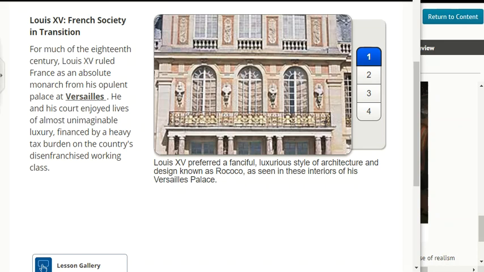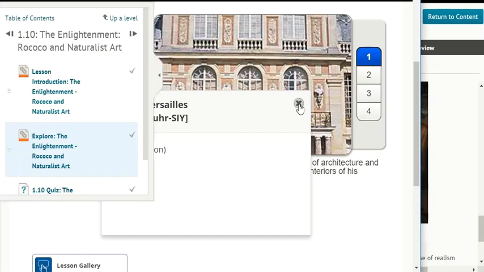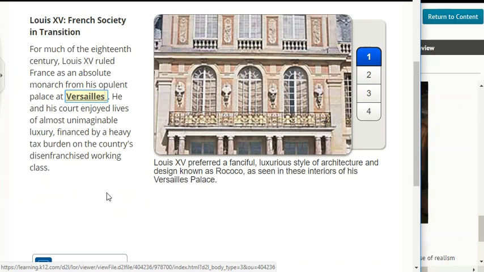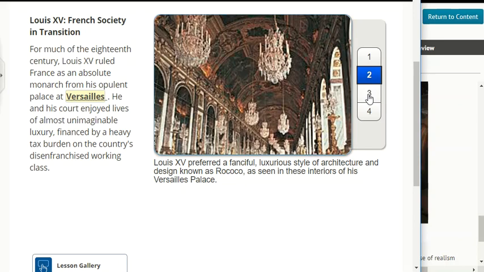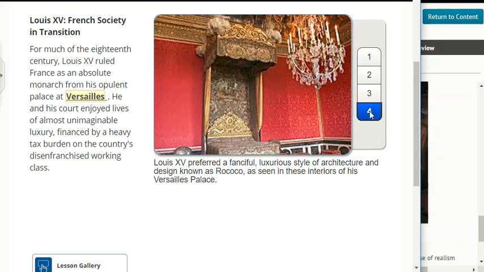For much of the 18th century, Louis XV ruled France as an absolute monarch from his opulent palace in Versailles. He and his court enjoyed lives of almost unimaginable luxury, financed by a heavy tax burden on the country's disenfranchised working class. Louis XV preferred a fanciful, luxurious style of architecture and design known as Rococo, as seen in these interiors of his Versailles palace.